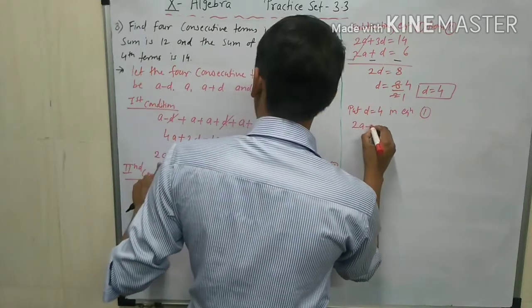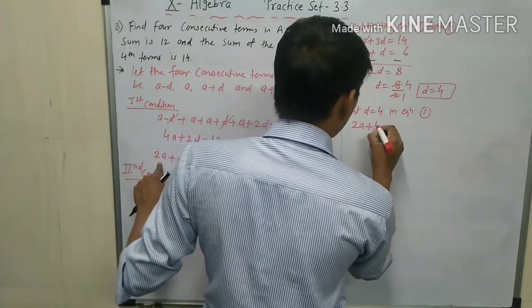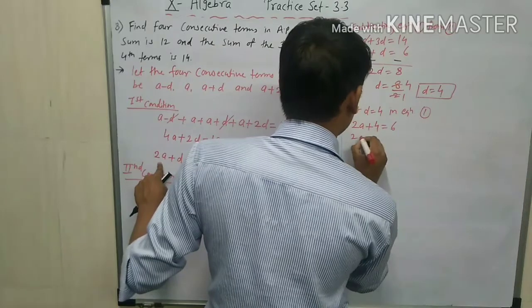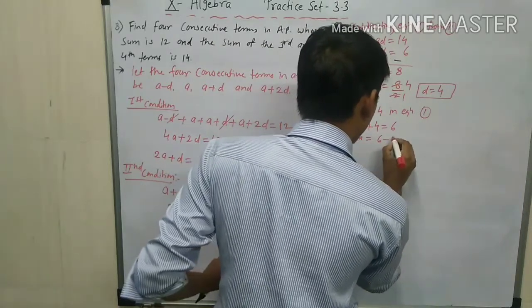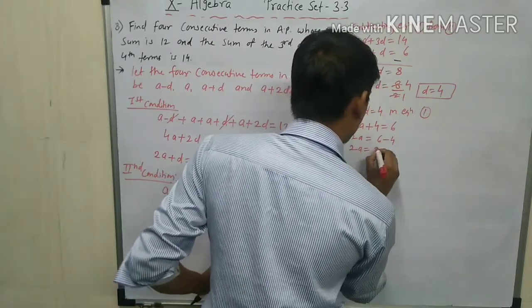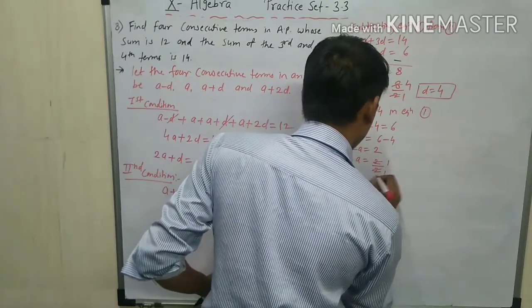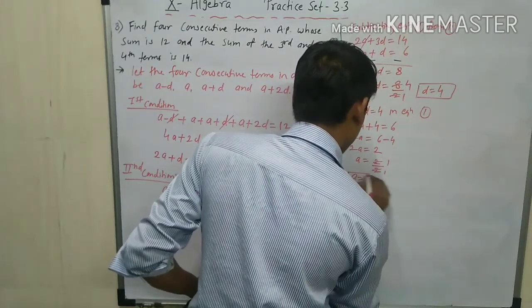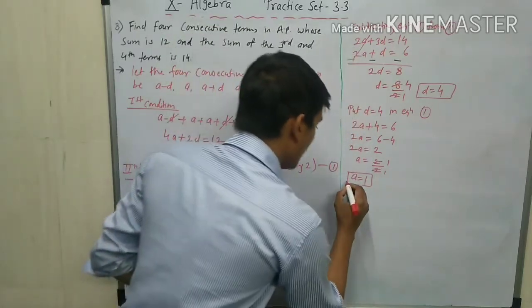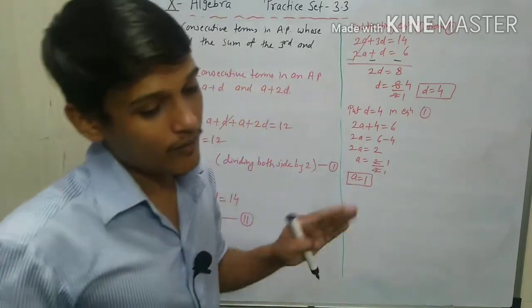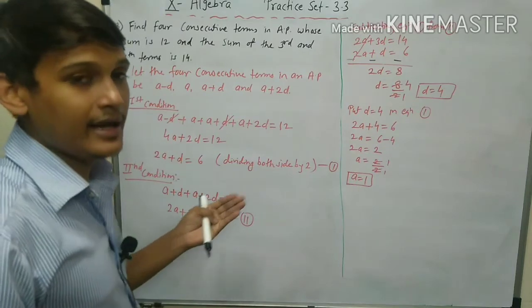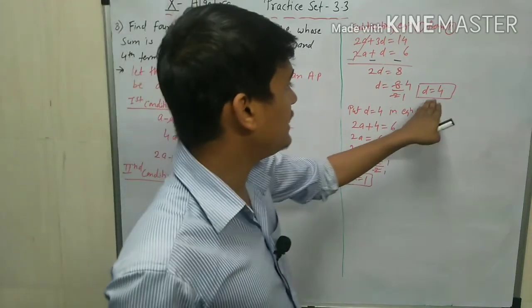Now 2A + D, the value of D is 4, is equal to 6. 2A = 6 - 4. 2A = 2. Now A = 2 upon 2, cancel, then the value of A is what? 1. Understood? Now the value of A is 1.